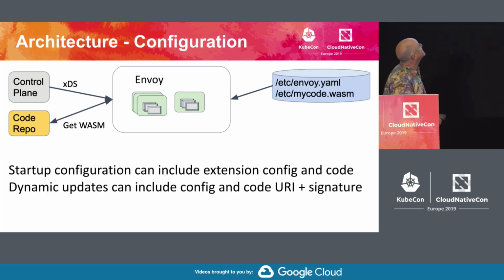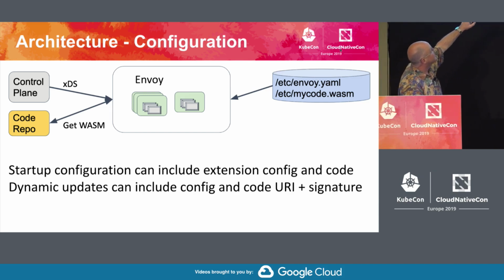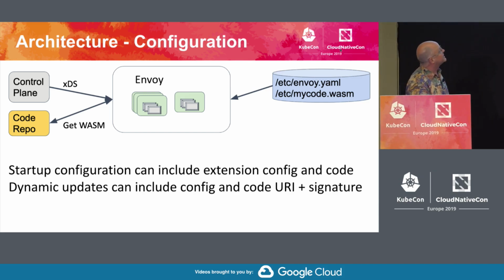So this is how we configure VMs in Envoy. Initially, when you start up, you've got your normal Envoy YAML file that describes all your filters. And in there, you're going to have a description that says, hey, I want to have this VM, and I want it to have this VM ID. And that VM ID is going to be used for these set of filters. And you can have any number of those that you want. So you can have a lot of different VMs.